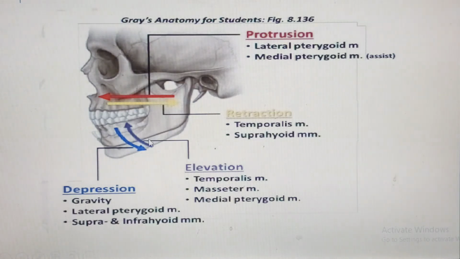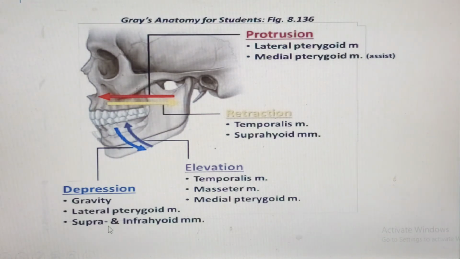Then we also have elevation of the mandible. I've told you that in elevation of the mandible, all the muscles of mastication take part except the lateral pterygoid muscle. So the anterior fibers of the temporalis, the masseter, and the medial pterygoid are all very important in elevating the mandible to close the mouth. But opening the mouth is what we call depression. Depression of the mandible is mainly by the lateral pterygoid muscle.